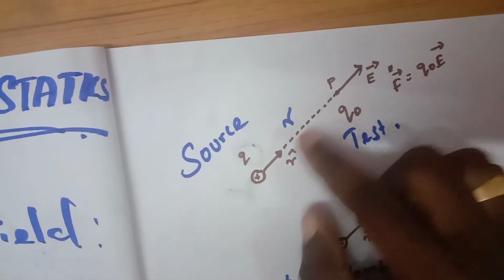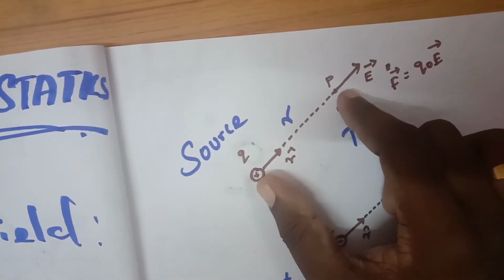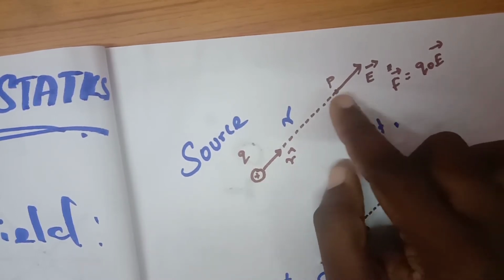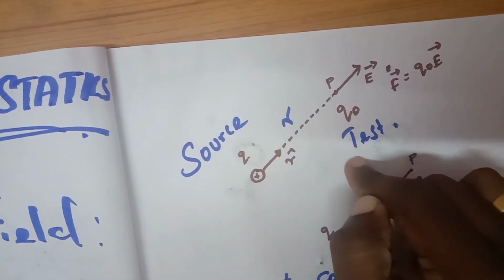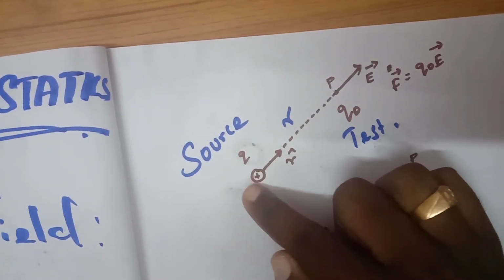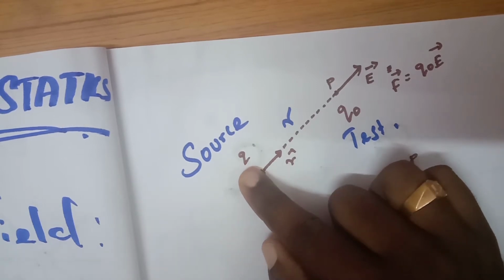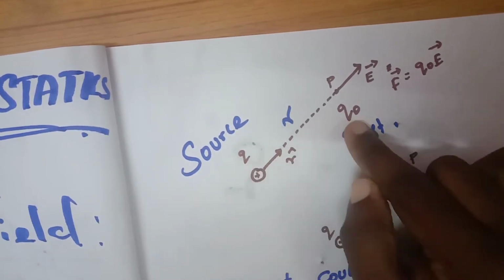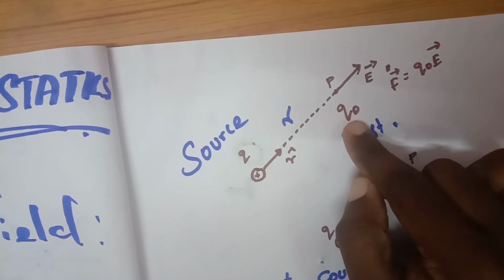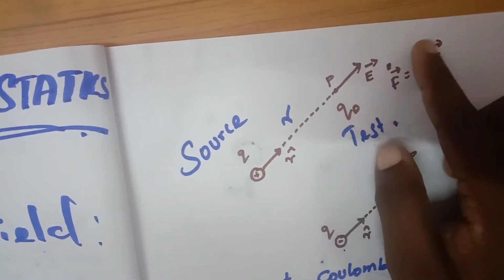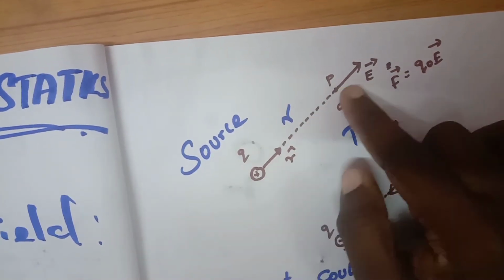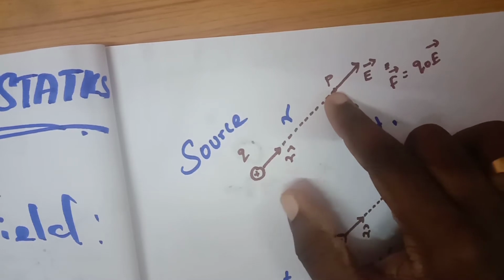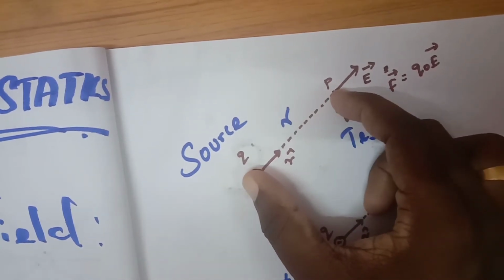Right. So two point charges Q and Q0 are separated by a distance of r. Q0 is placed at a point P. Q is known as the source charge, Q0 is known as the test charge. So I am going to calculate the electric field of source charge Q by using this test charge Q0. I bring the test charge from infinity towards the source charge Q and place it at a point P. Now I am going to calculate the electric field of source charge Q.